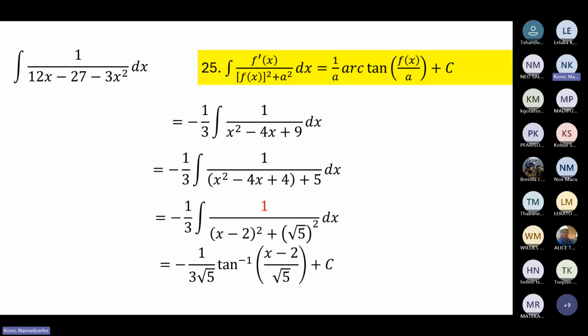I just wrote tan inverse in this manner so that you can know that it is the same as arctan. Because there are a lot of people who will see arctan and say, what is this? This is tan inverse. It's just the way of writing. And then our f of x is here. It's x minus 2, which is there on top. Our a is square root of 5, which is sitting here at the bottom. Now, already we had a -1/3 outside. Now we are supposed to bring in a +1/a. And this +1/a is the one that is bringing the square root of 5 here at the bottom. So you've got -1/3 square root of 5 tan inverse of that.